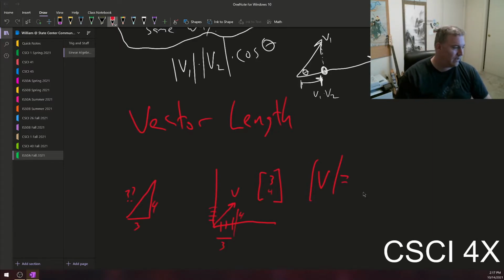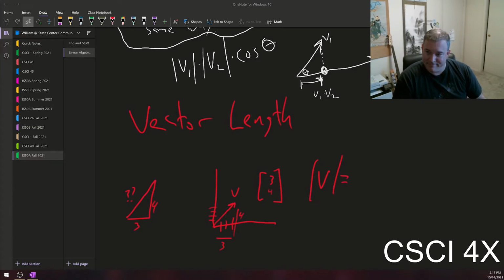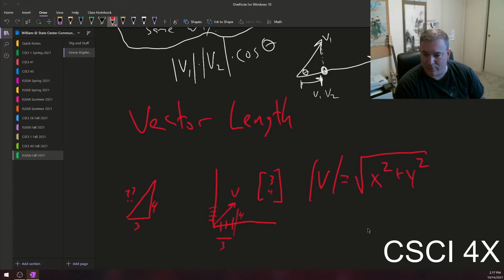Anyone know? How do we figure out the size of a hypotenuse of a right triangle? It's not 7. It's not 25. So the Pythagorean theorem is the square root of x squared plus y squared. So that is the length of a vector. Length of a vector is its x component squared added to its y component squared, square rooted. Okay. Old Pythagoras.